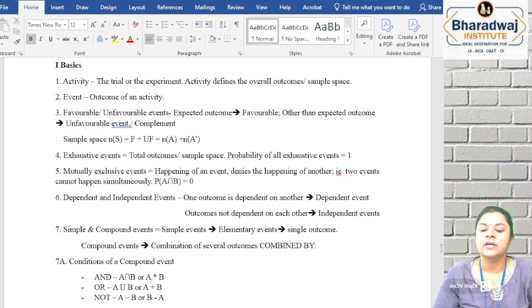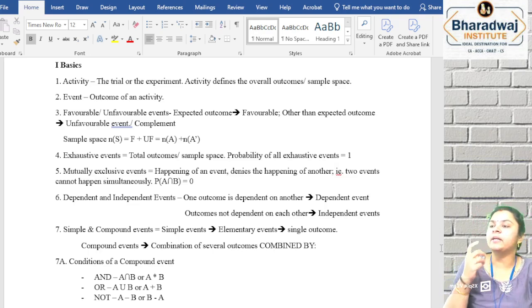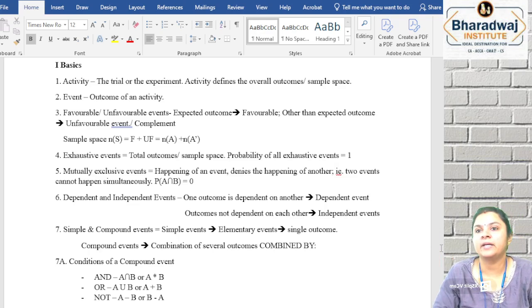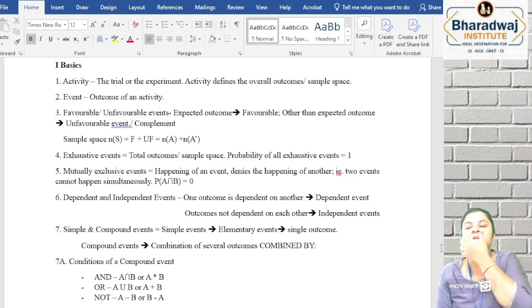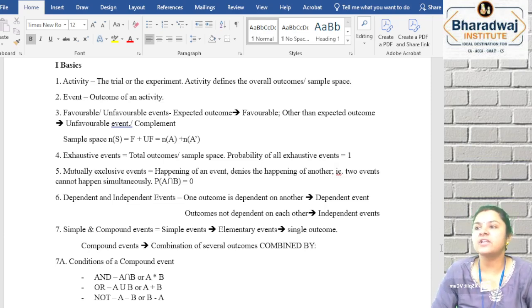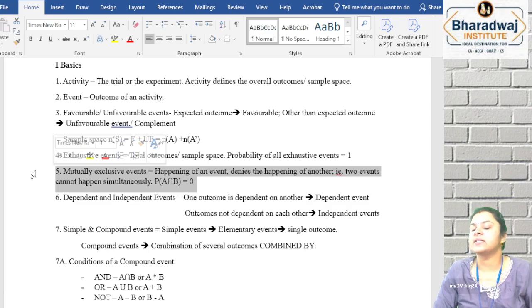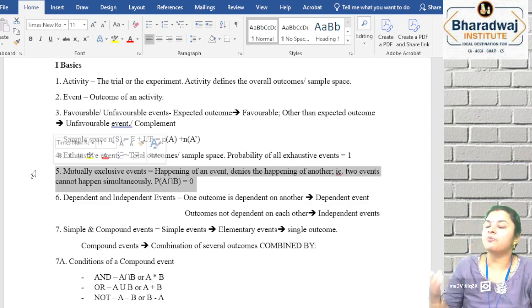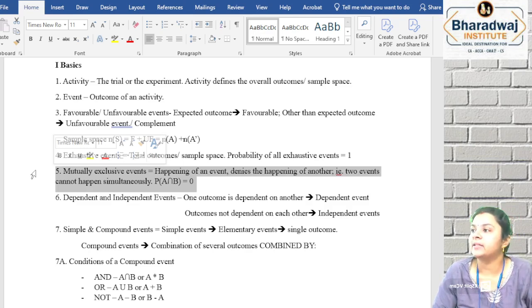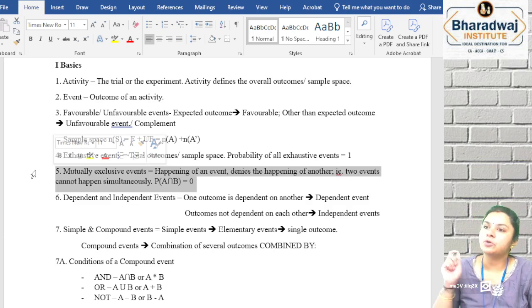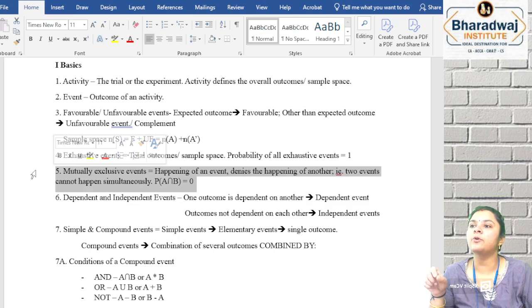Next, exhaustive events, the total number of outcomes, or the probability of all outcomes of the given experiment. The total number of outcomes of the experiment is the sample space, and the probability of all the outcomes is 1. This group of all the events is what is called exhaustive events. The next term, which is very important, is mutually exclusive events, where the happening of one event denies the happening of another, which means two events cannot occur simultaneously. If they are mutually exclusive, then the intersection will always be equal to 0.